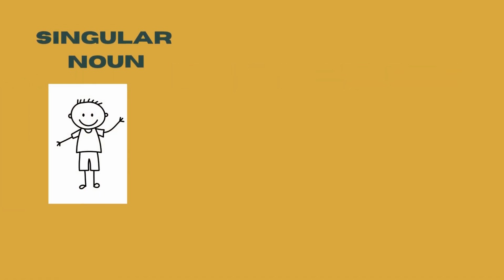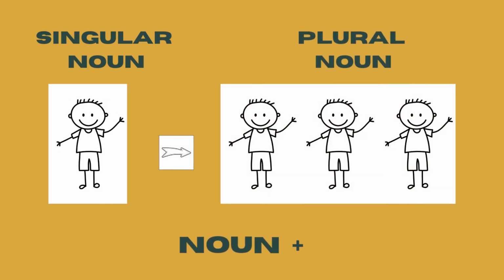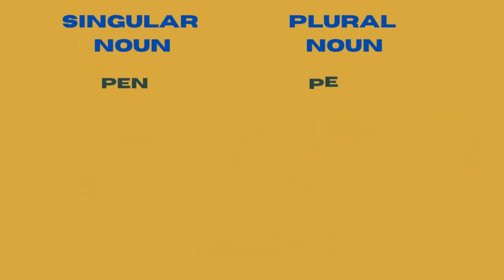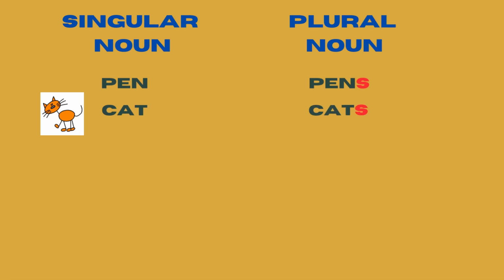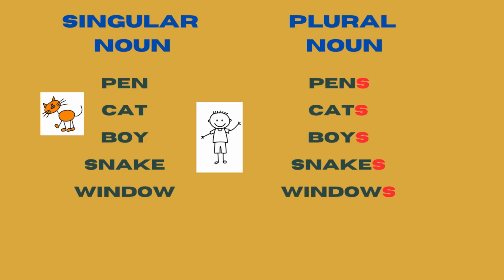To change a singular noun to a plural noun, you usually attach s behind the word. Pen, pens. Cat, cats. Boy, boys. Snake, snakes. Window, windows. Pencil, pencils.